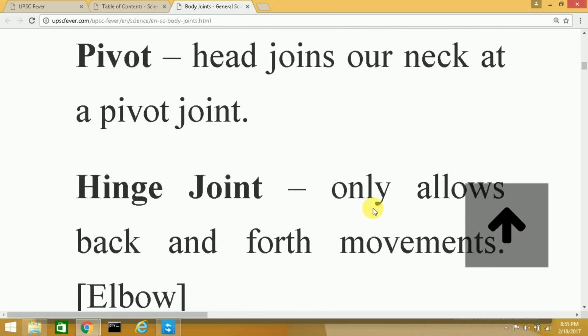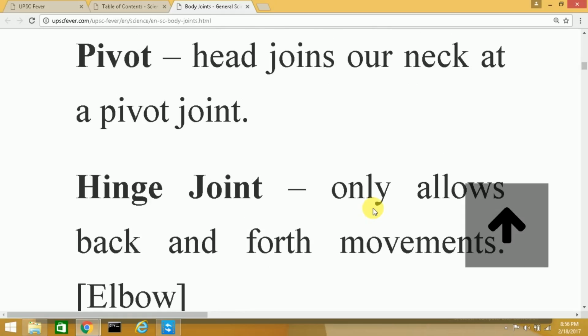So the head can move in a circular manner, and that is due to the connection to the neck using a pivot joint. The next joint is the hinge, and this joint allows back and forth movements.